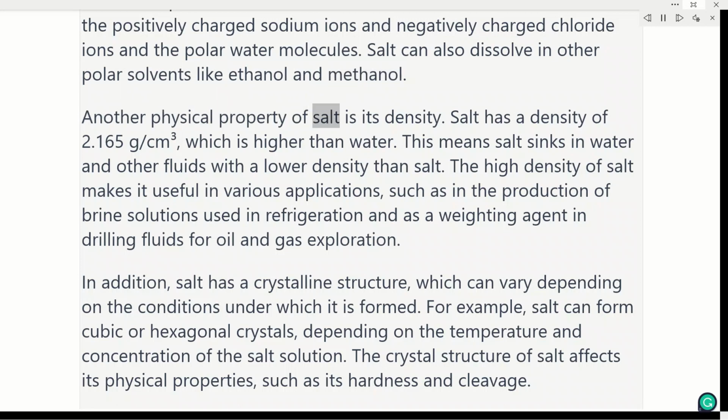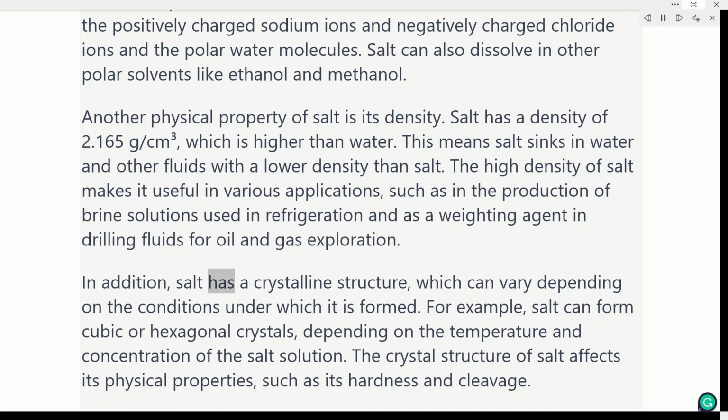Another physical property of salt is its density. Salt has a density of 2.165 g/cm³, which is higher than water. This means salt sinks in water and other fluids with a lower density than salt. The high density of salt makes it useful in various applications, such as in the production of brine solutions used in refrigeration and as a weighting agent in drilling fluids for oil and gas exploration.